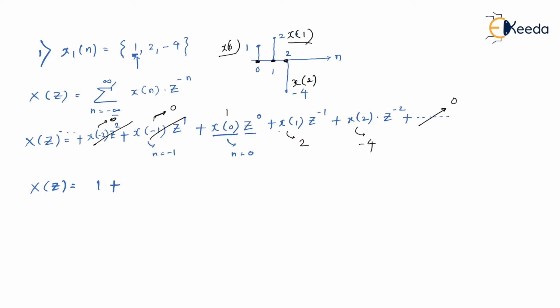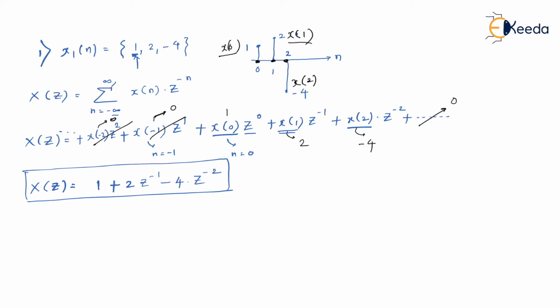plus x of 1 value is 2, z to the power minus 1, plus x of 2 value is minus 4. So I must make this sign minus 4, times z to the power minus 2, and this becomes X of z. I'm sure you understood this problem. This is what we call the z transformation for a finite length sequence.